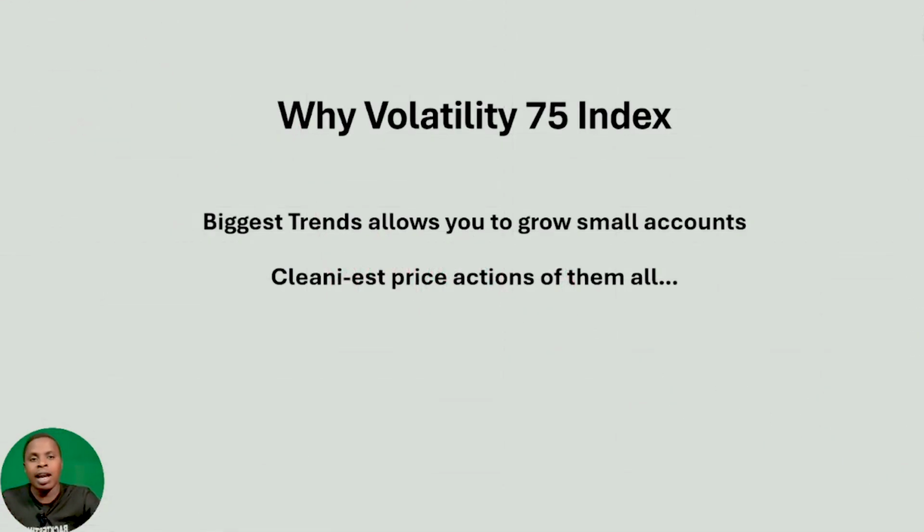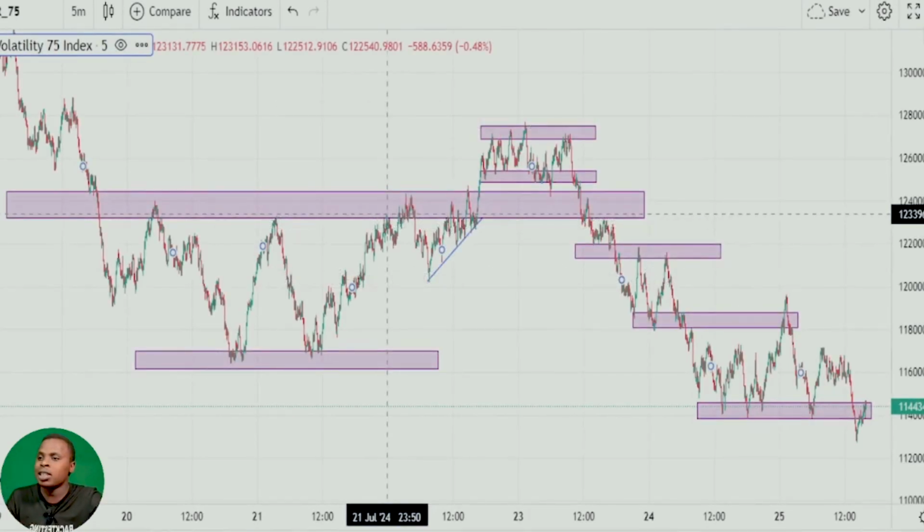Reason number two why I love volatility 75 index is because it gives you one of the cleanest price action. I always say this: synthetic indices are very good to trade with price action. Why? Because they give you very clean price action. Let me show you an example right here. So if we look at this market, this is volatility 75 index, and this is a 5-minute time frame.